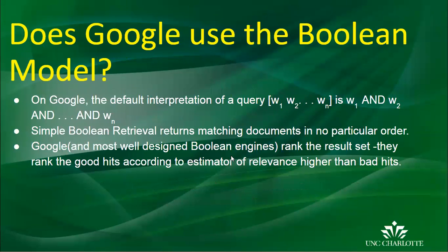So, does Google use the Boolean model? On Google, the default interpretation of a query W1 to WN is W1 AND W2 AND ... WN. So the operator we use here is the AND operator. Google ranks the result set based on good hits and bad hits. They rank the good hits higher than the bad hits.